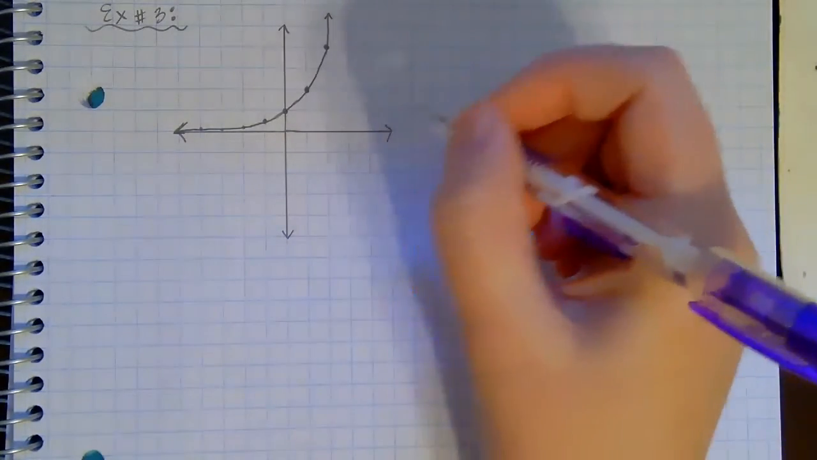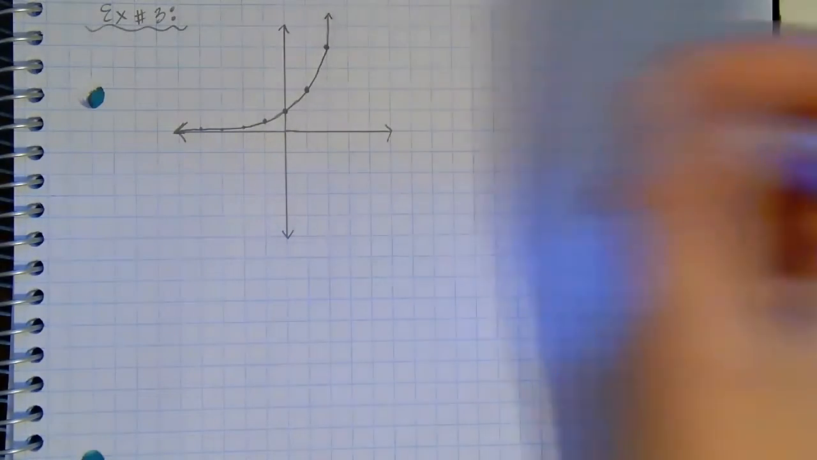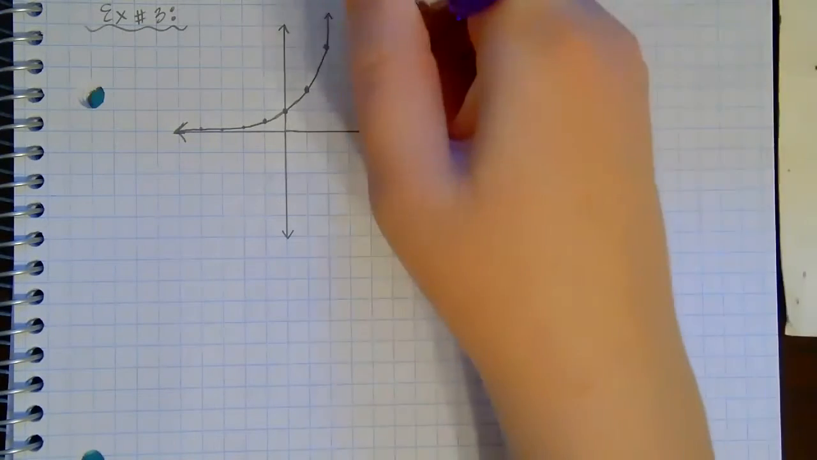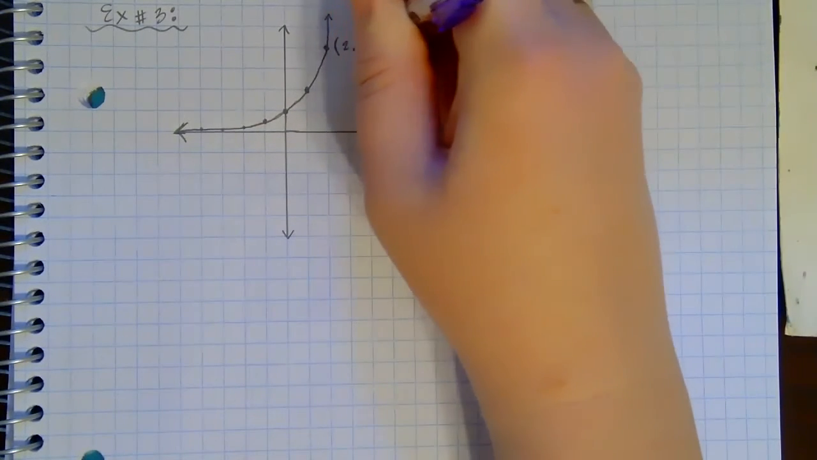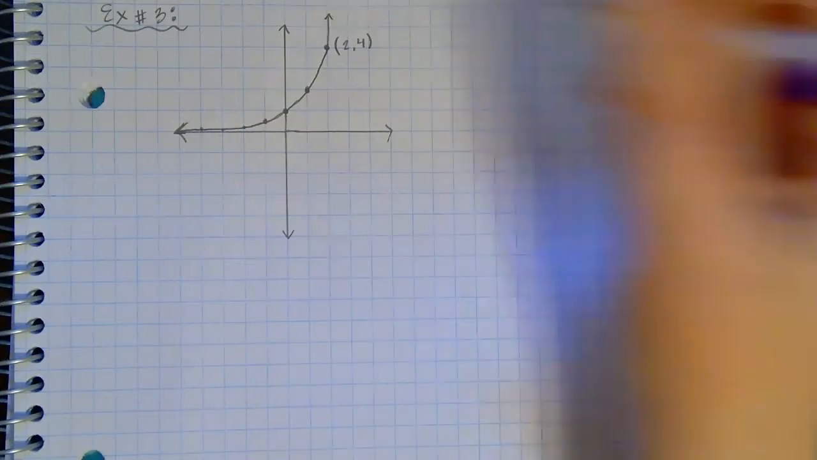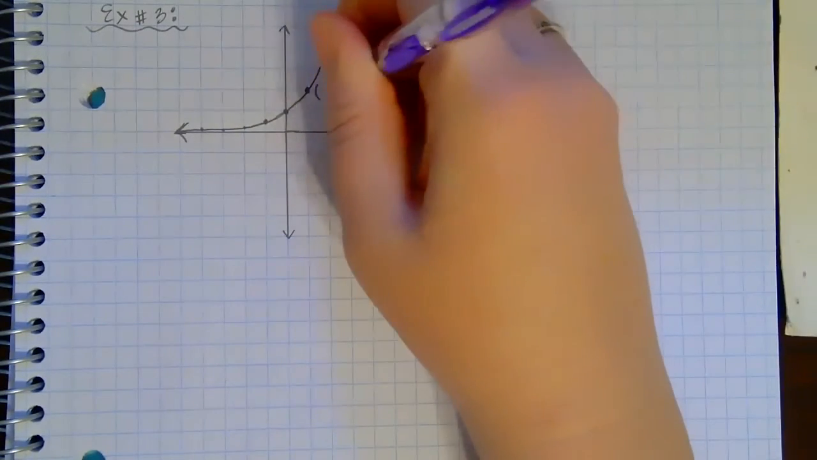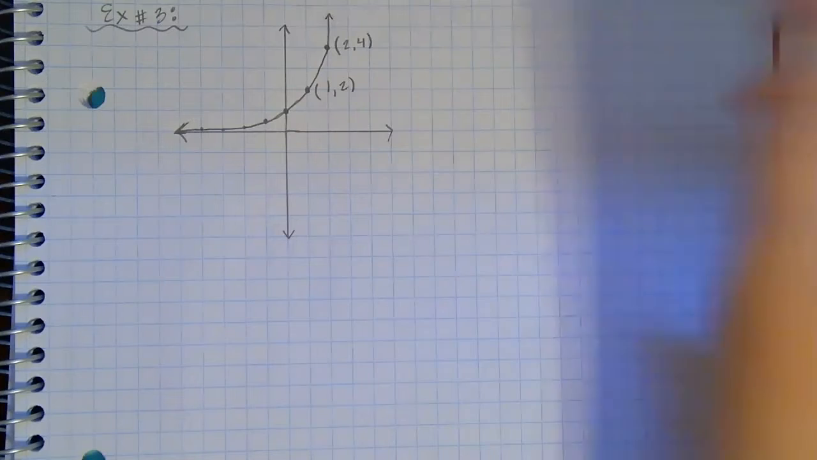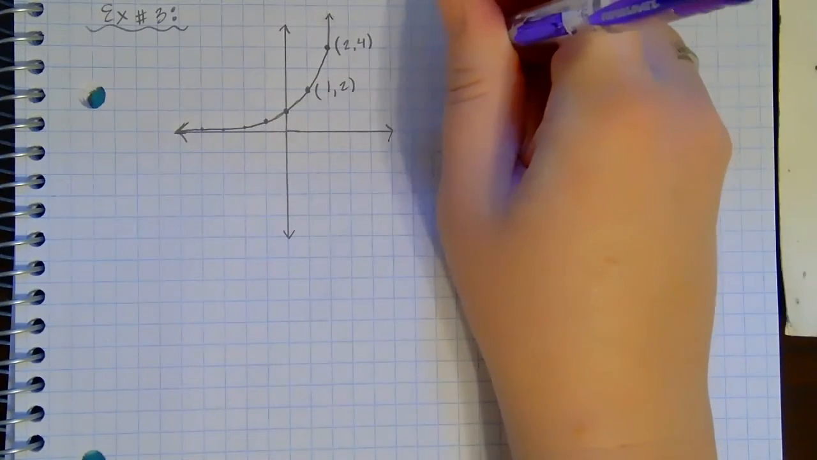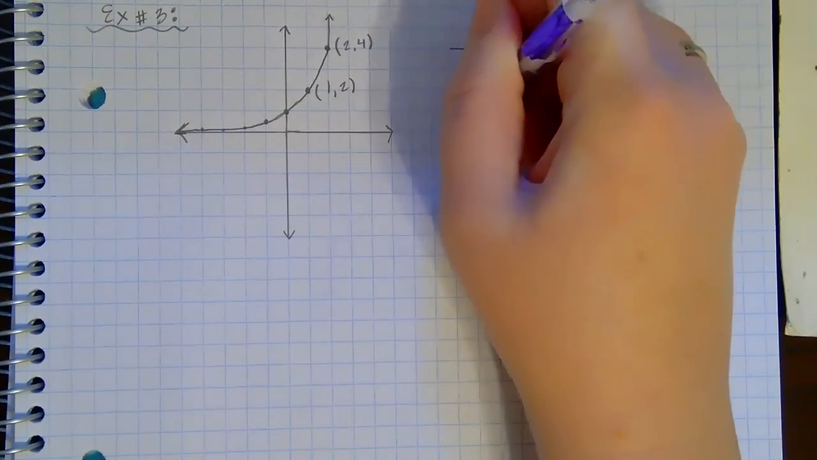I need at least 2 points to figure out what my multiplier is. So I can pick any 2 points I want. Let's say I pick this one. This is 2, 4. And let's say I pick this one. This is 1, 2. So if I were to think about a table, you can kind of turn this into a table so you can see it better.